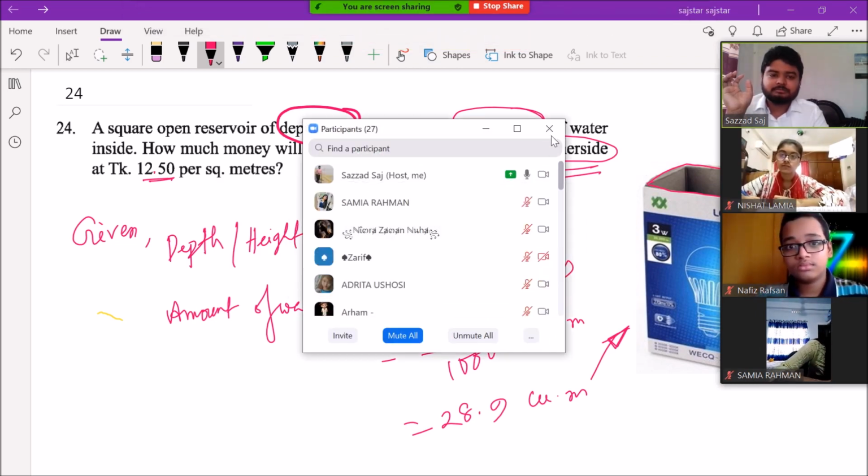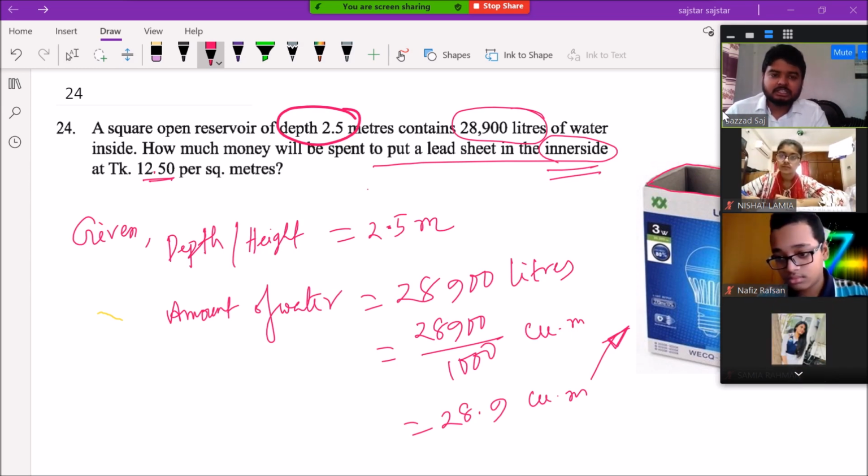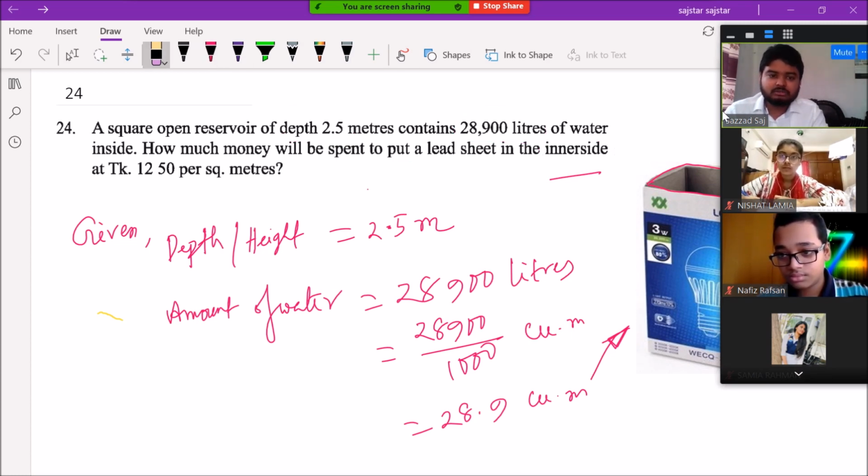That is indirectly the volume is given, the volume of this reservoir is given. Now if we want to find out how much money will be spent to put the sheet, then what do we need? We need the area of the inner side, right? I told everyone to underline the words inner side.